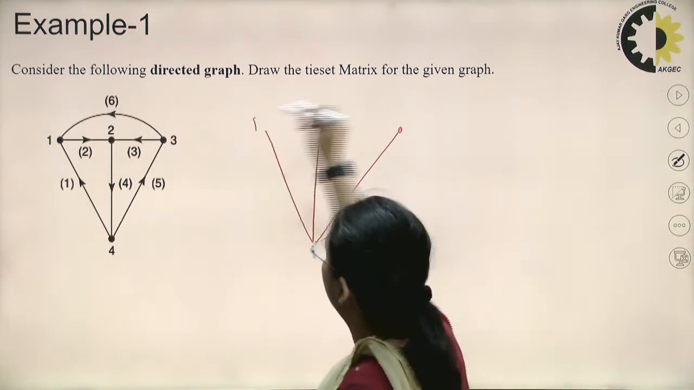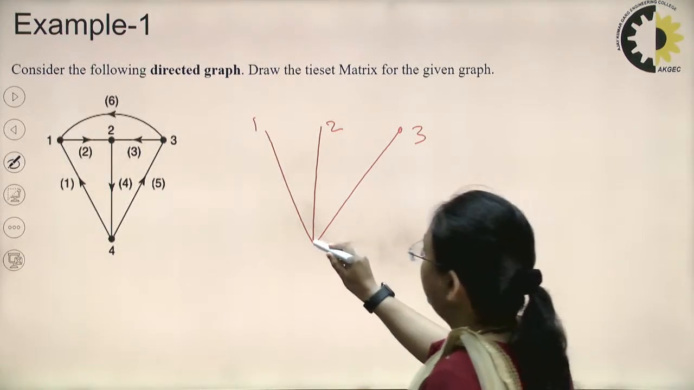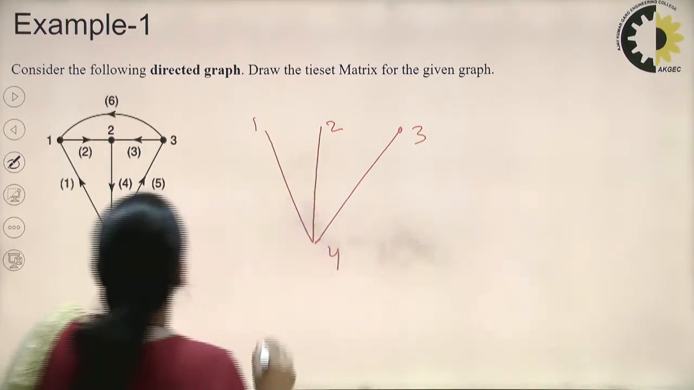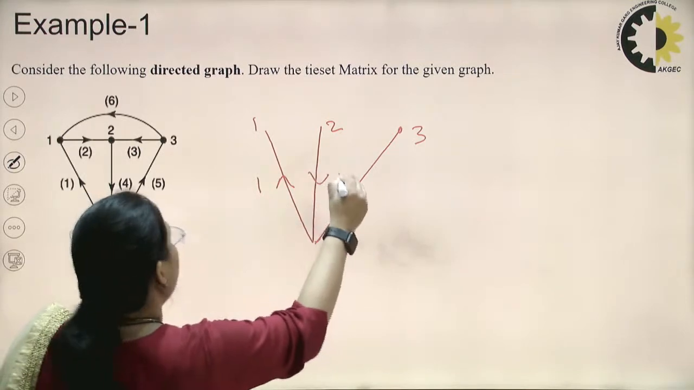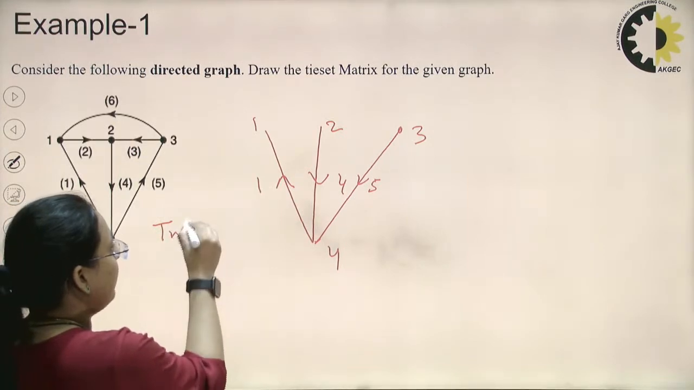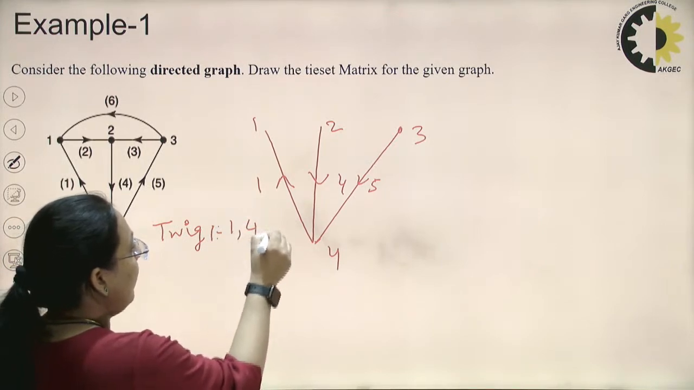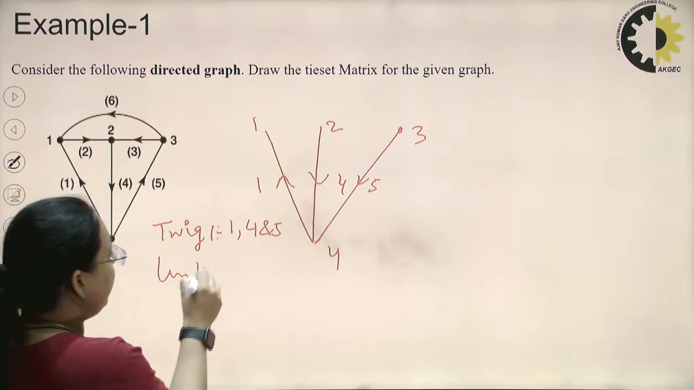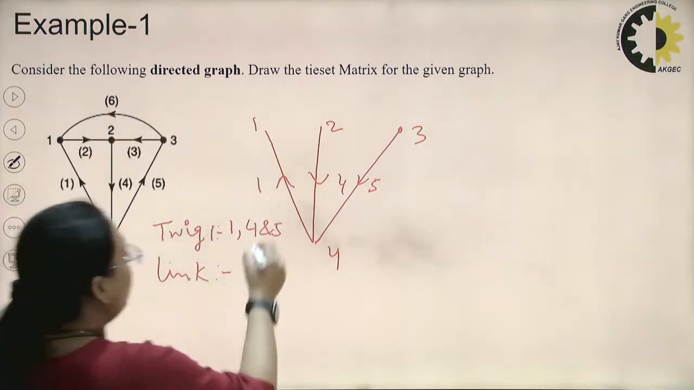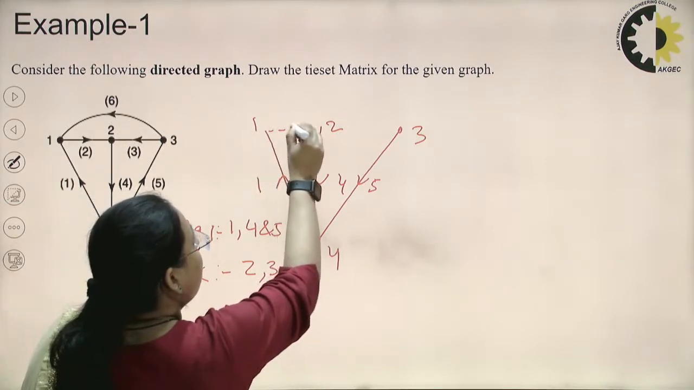So this is node number 1, node number 2, node number 3 and node number 4. This is the tree that I have selected. Now here you can see in this tree, branch 1, branch 4 and branch 5 are the twigs. Twigs here are 1, 4 and 5. Now the links will be 2, 3 and 6. I will represent them with the dotted line.